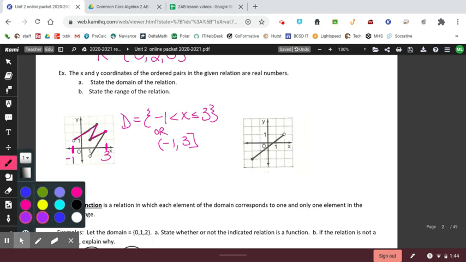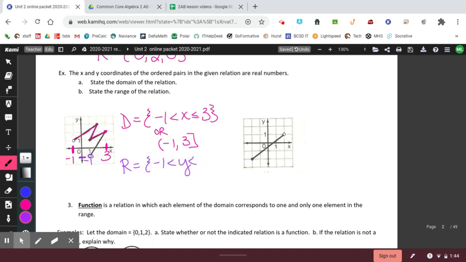All right, and now the range for this same graph. So now we're looking at the outputs, the second element in all of the ordered pairs. So outputs are y values. So the lowest y value is -1. Again, open circle there. So we're going to say from -1 less than y. Make sure you change that variable. All the way up to this highest one, which is at 3 again. So it's less than or equal to 3. And again, you could list it as -1 to 3, with a parenthesis and a square bracket. But that should be a square bracket.